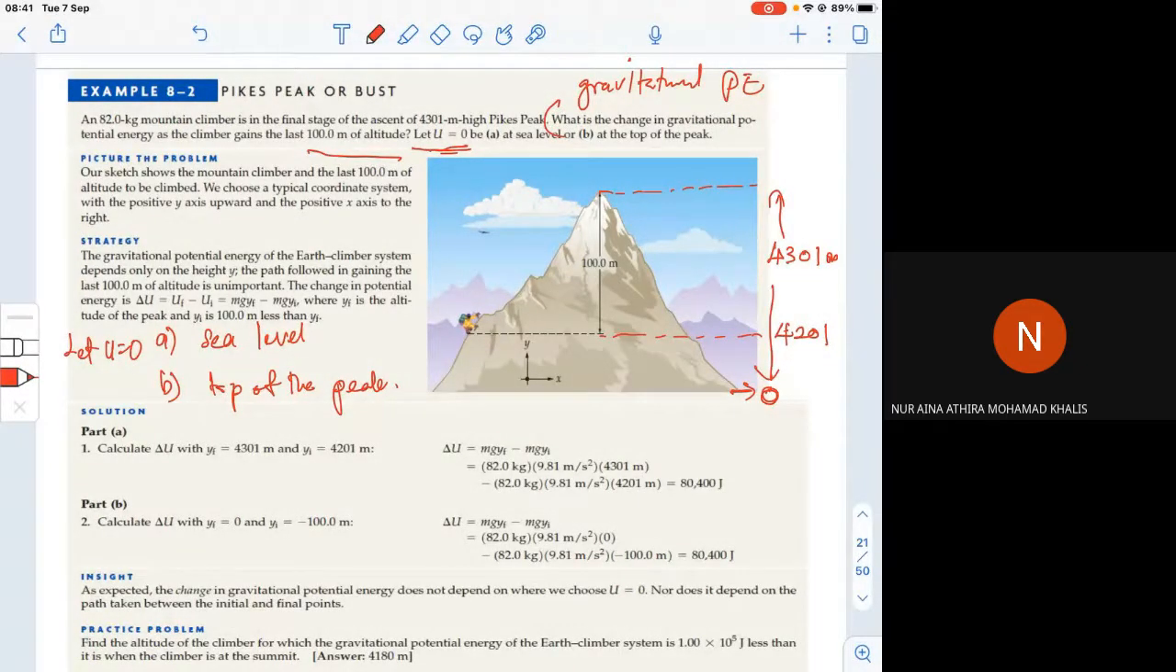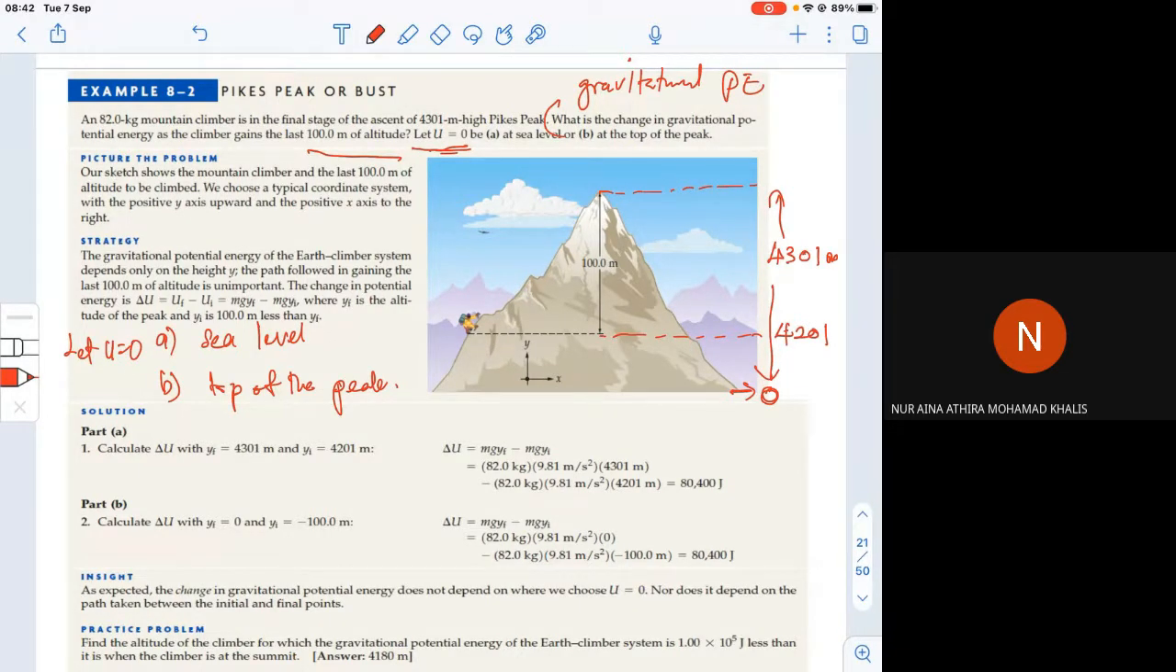This is how these problems will train you, will guide you. You need to know the correct value of y based on our reference point. If there is a situation where you take potential energy 0 at the sea level, what happens at the top of the mountain?